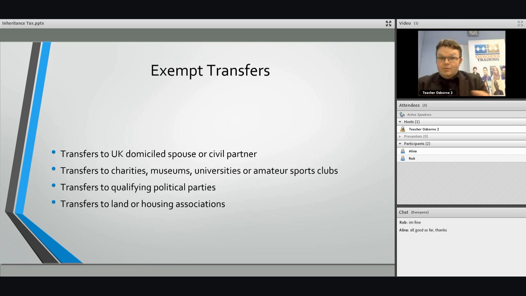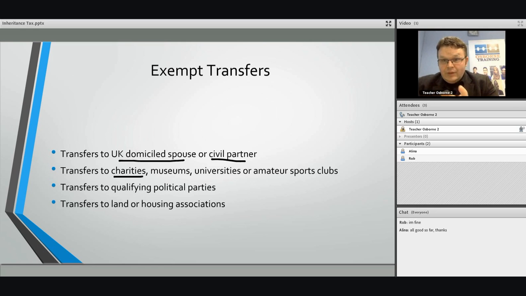So let's start with looking at these nice exempt transfers. As I stated before, if you have a UK domiciled spouse or civil partner, these are exempt transfers. So let's say that John Smith transfers all of his assets to his wife, and his wife is UK domiciled. That basically means that there's no IHT due on it. Now, later on, if his wife transfers it to their children, that is not exempt, because it's only spouses or civil partners where you can get the exemption.